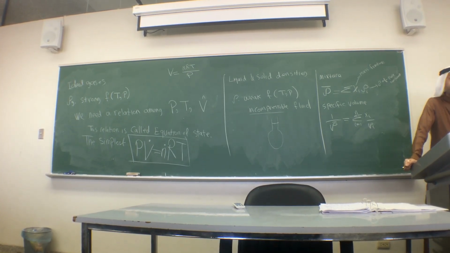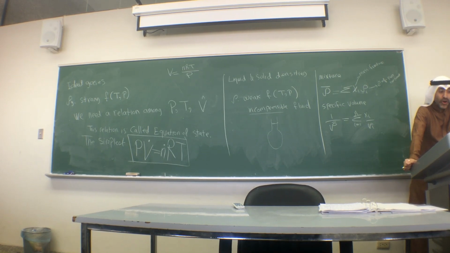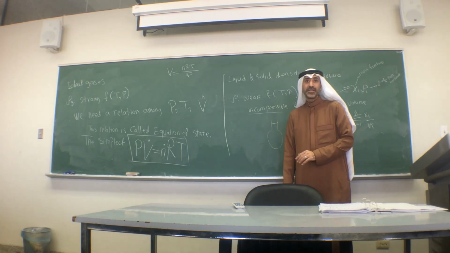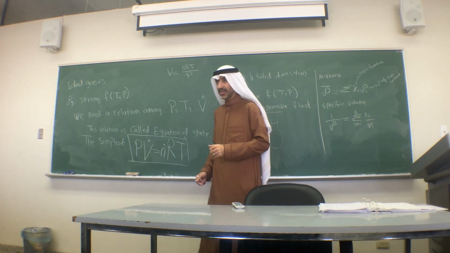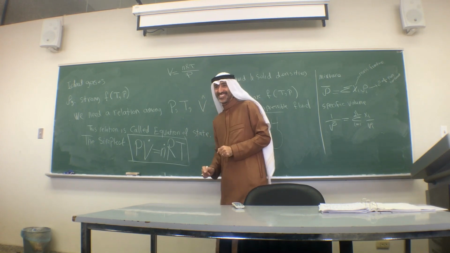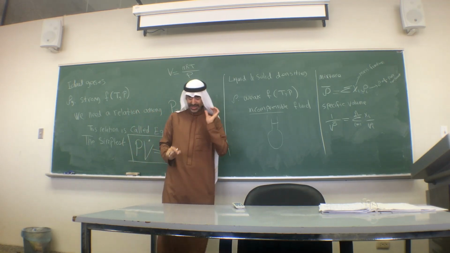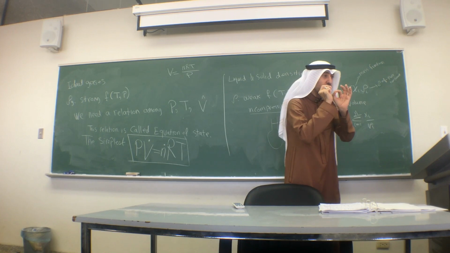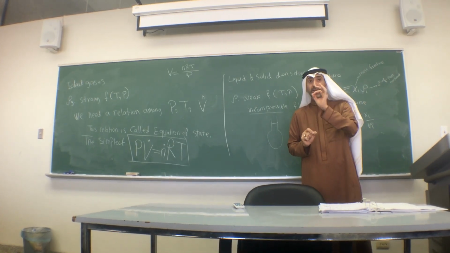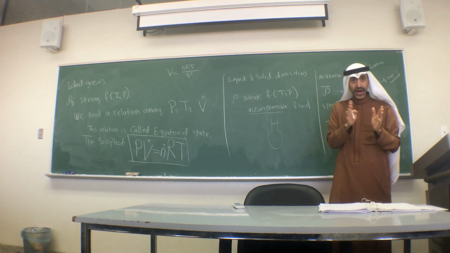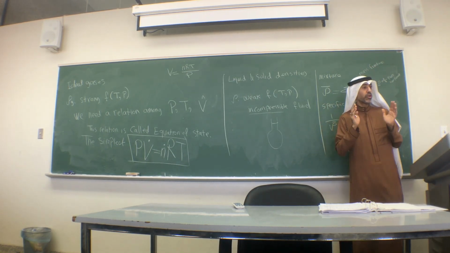Well, 1 mole of ideal gas occupies how many liters? Do you remember? When? Not at any time. At the standard temperature and pressure. So at 0 degrees centigrade and 1 atmosphere, and again I emphasize this, 1 mole of ideal gas occupies 22.415 liters.